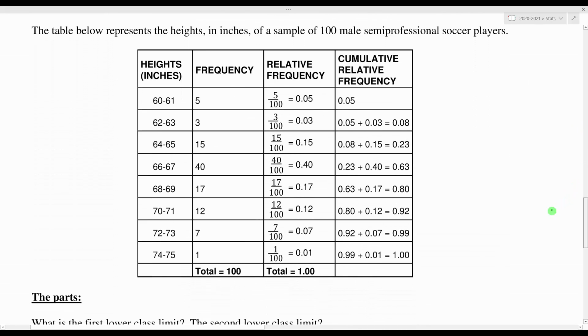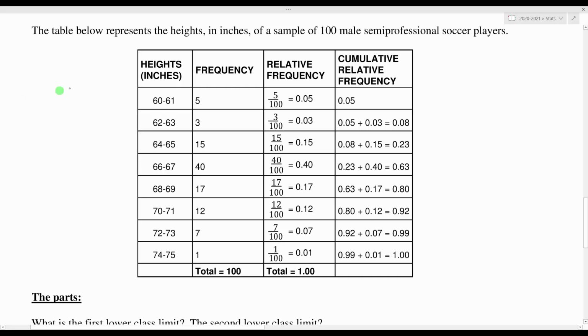So let's look at a different table. All right. So this is a different frequency table. And you'll see ranges, right? So we're looking at how much of our data falls in between 60 and 61 inches, how much of our data falls in between 66 and 67 inches. So what we're going to do is just talk about some of the key terms from this table.